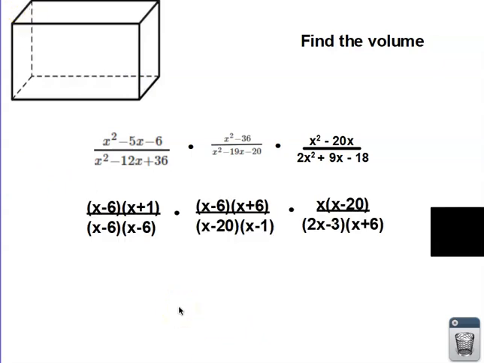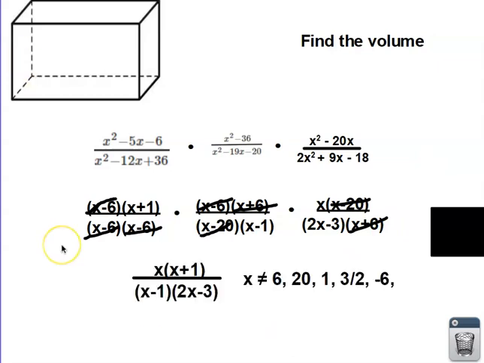And here is what it looks like when you do all your factoring. And now let's start dividing out common factors. x plus 6 and x plus 6, x minus 6 and x minus 6, this x plus 6 with this x plus 6, x minus 20 and x minus 20. So now, if you have not made it this far, go ahead and write the final answer with all of the restrictions.